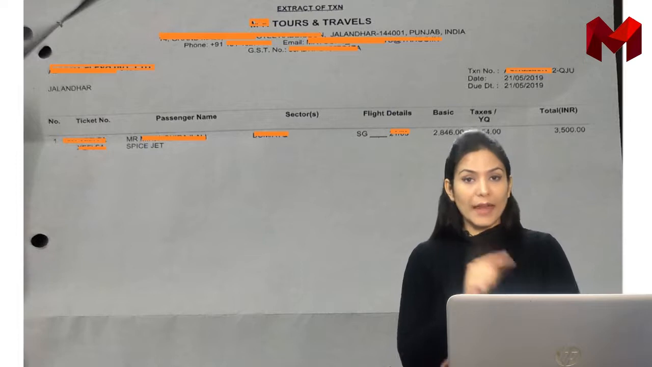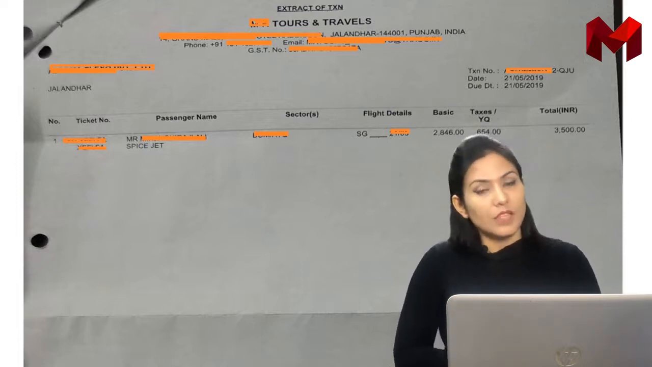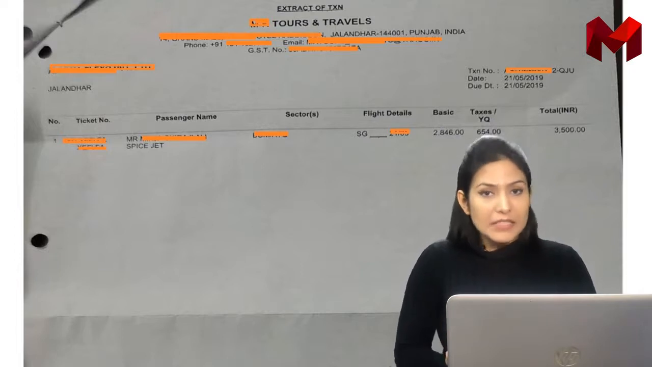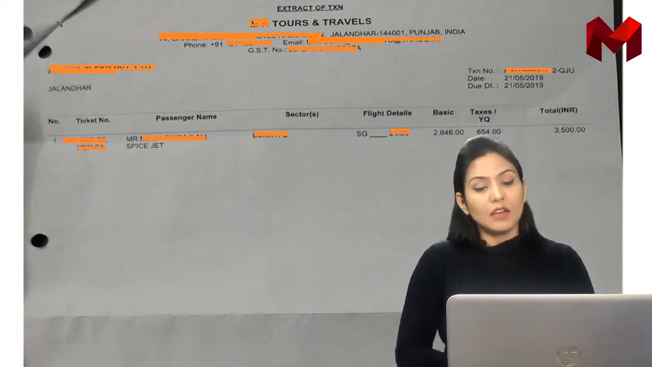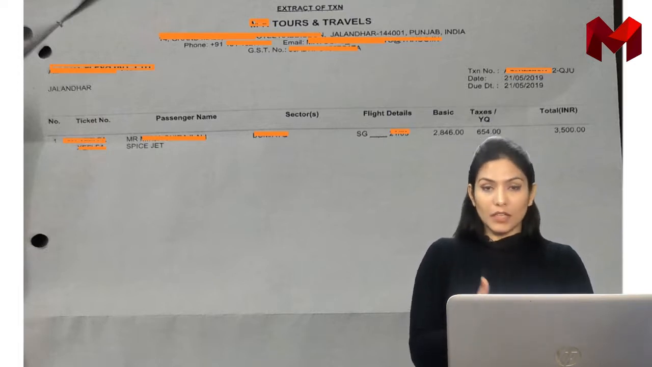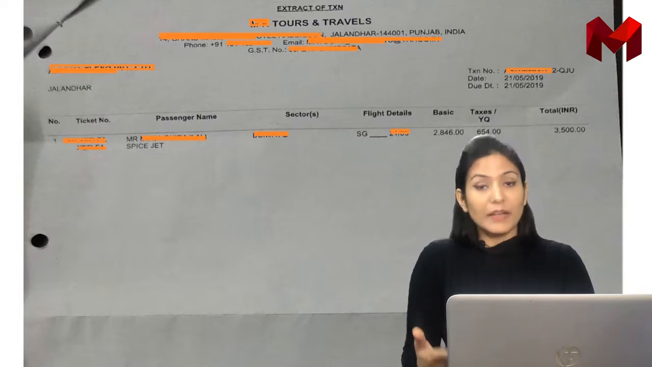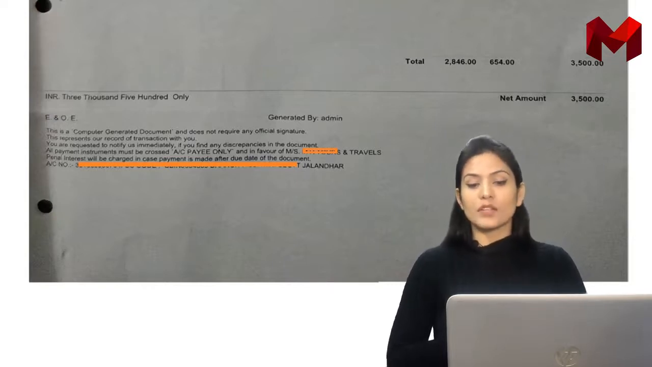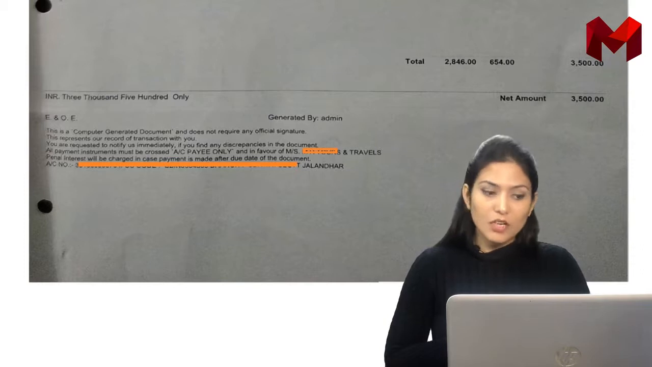And in which head should it be entered? Tour and traveling expenses, because the sale and purchase of tickets is not our main business. If the sale and purchase of tickets was my main business, then this bill would be particularly my purchases. But in this case, this is my tours and traveling expense. Everything is there. 2846 is the amount, 654 is the tax amount, and 3500 is the total amount.